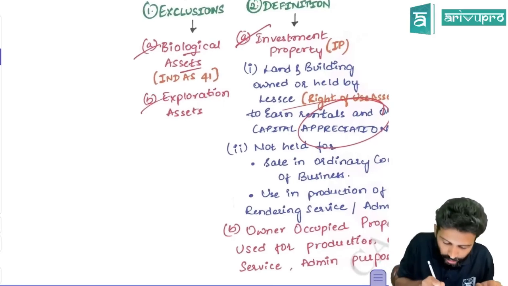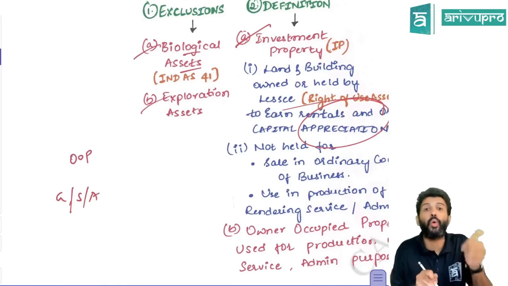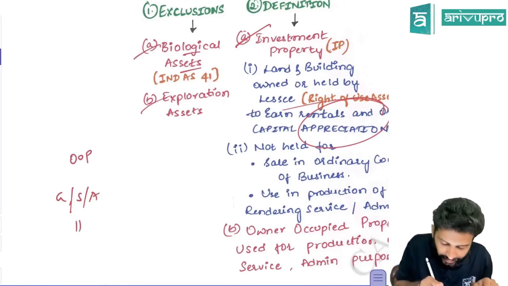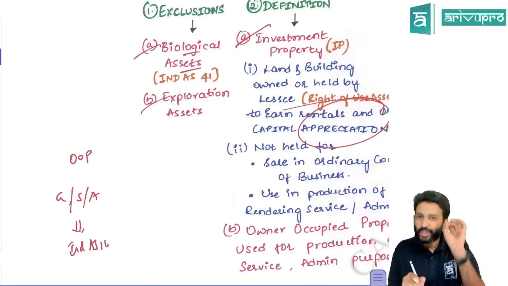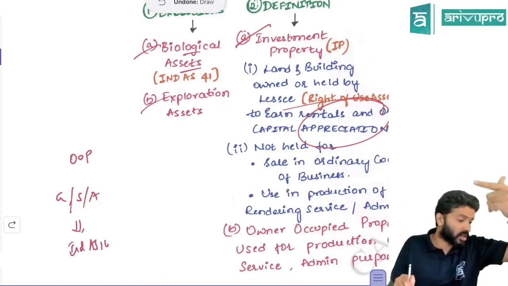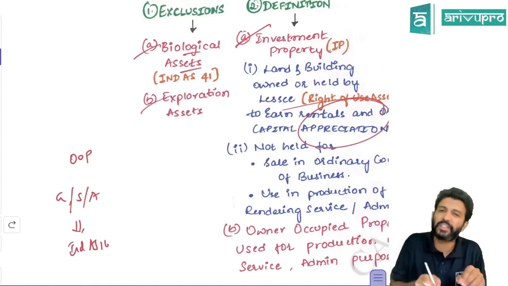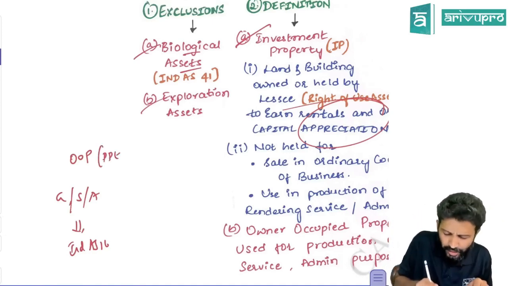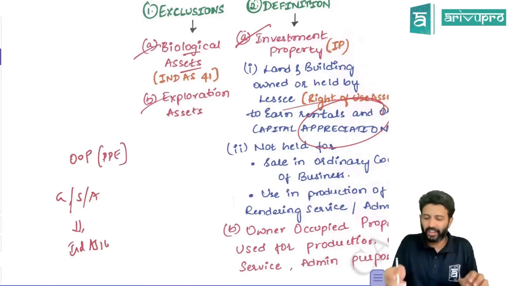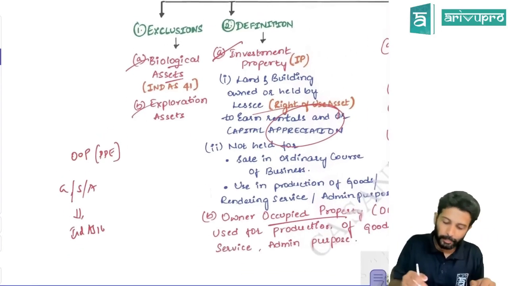If you are using a property with an intention to produce goods or render service or for administrative purpose, such property we call owner occupied property, and for such owner occupied property IND AS 16 applies. So if you are using the property for your business purpose to either produce some goods, render service or administrative purpose, then it is not investment property. In the balance sheet you show it as PP only. Here you refer to that as owner occupied property or OOP, and IND AS 16 will apply.